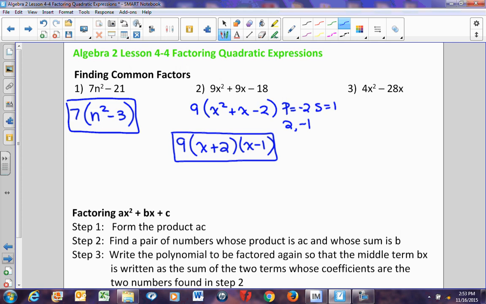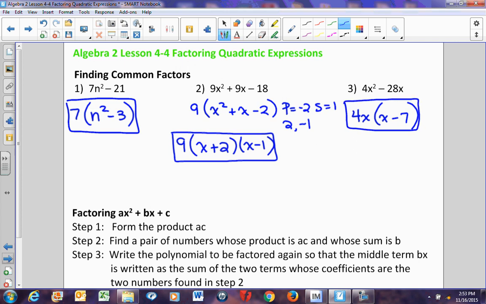Number 3, not only can I take out a number, but I also can take out a variable. The greatest common factor out of the largest number that will divide evenly into 4 and 28 is 4. And the greatest number of x's I can take out of x squared and x is just an x. If I take that out, 4x squared divided by 4x is just x. And 28x divided by 4x is just 7. So I'm left with 4x parentheses x minus 7.